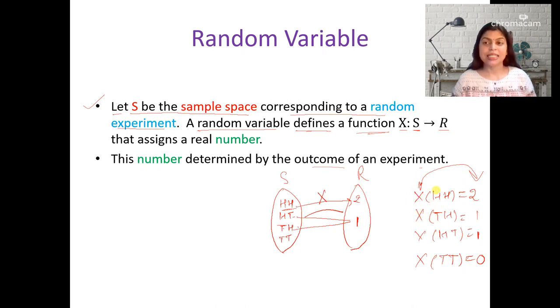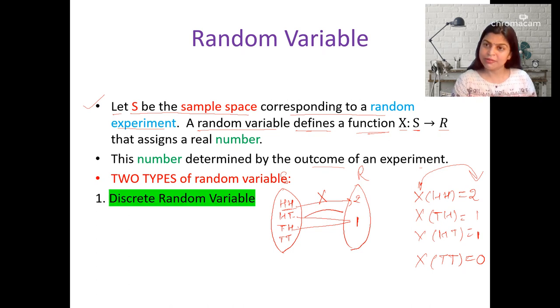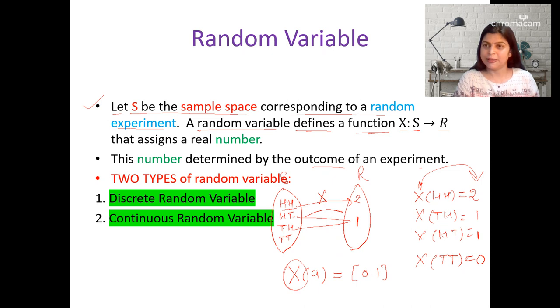If this X takes discrete values like 0, 1, 2, 3, then this random variable is called a discrete random variable. But sometimes, for a particular event, X is equivalent to a complete range, for example the complete interval 0 to 1, in which we have so many numbers. If X takes this type of values, then this random variable is called a continuous random variable. Okay, so I hope now you have understood that a random variable takes real number values corresponding to each outcome, and if these numbers are discrete, then it is called a discrete random variable, or if it is a complete or continuous range, then it is called a continuous random variable.